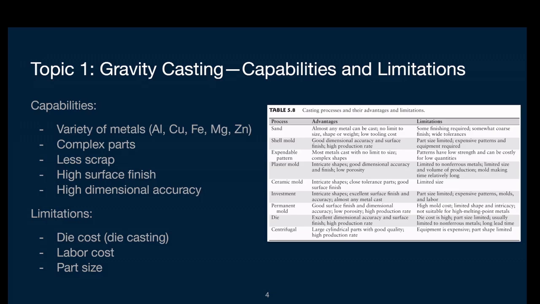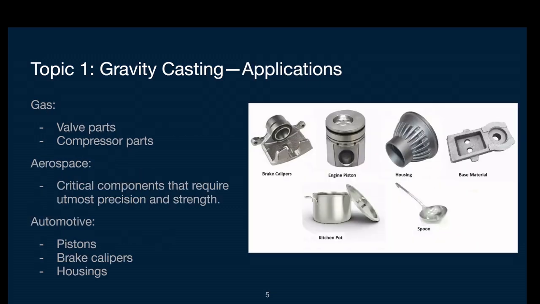There are many variations of gravity casting, so I've highlighted a few of the most important capabilities and limitations. You can use a wide range of metals, make complex parts, produce less scrap than other manufacturing techniques, and make parts with high surface finish quality and excellent dimensional accuracy. The limitations can be the die and labor costs, especially if you're making a permanent die, and the part size is also limited in many cases.